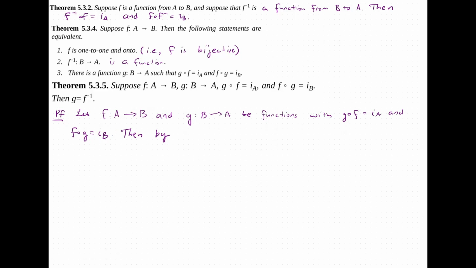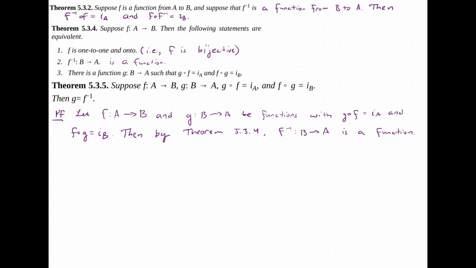Now, by theorem 534, we have that this premise 3 is satisfied. That's what we have. We have functions f and g with this property. So 534 tells us that f inverse from B to A is a function. So we got this statement. And now we want to prove that g is equal to f inverse.